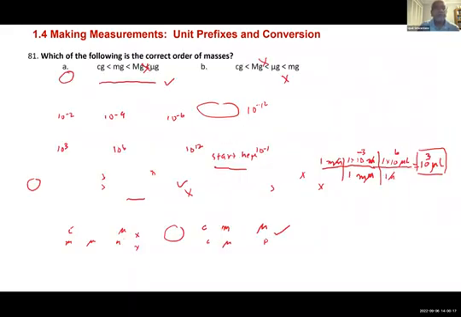Which of the following is the order of masses? Similar question. All are greater than, greater than, greater than. The largest one is on the right. So I found the contradiction in A, B, and D. I marked a cross on the contradiction. For example, in B, microgram cannot be greater than megagram. So C is the correct answer.